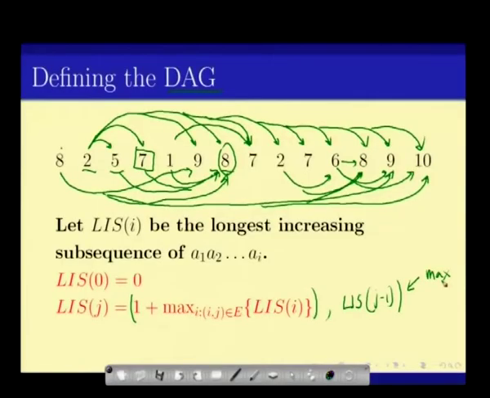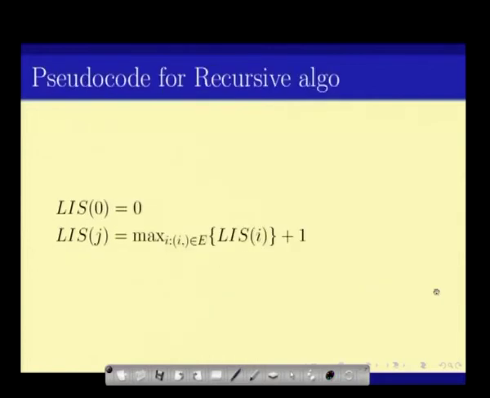The idea is simple, let me just recall once again, is that either it uses the last bit, the ajth bit. In that case, you look at all the edges I j and look at the LIS I, and in that case you can add 1 to that object, or you do not use the LIS j. In this case, you just go down by 1, LIS j minus 1. So, this gives me the recursive algorithm, and we have this usual pseudo code.